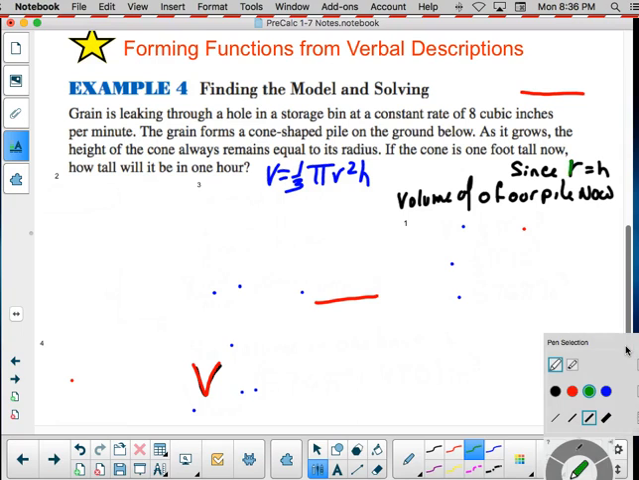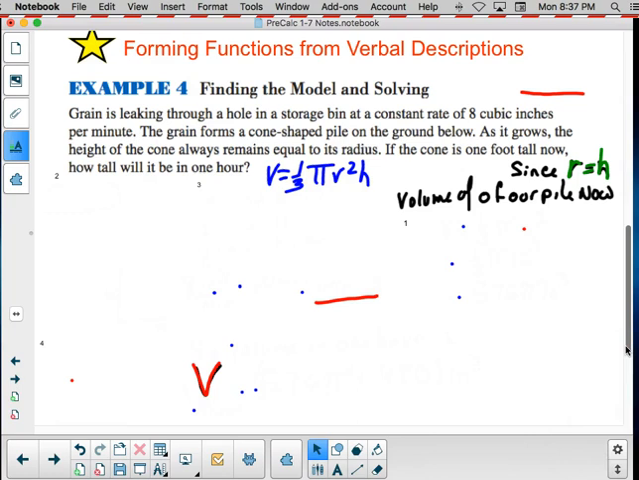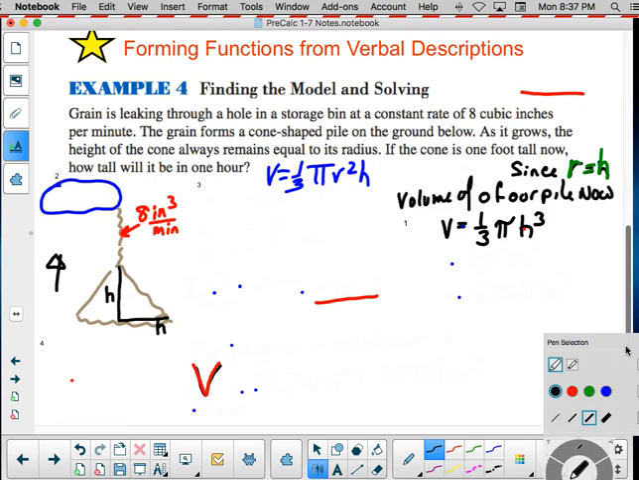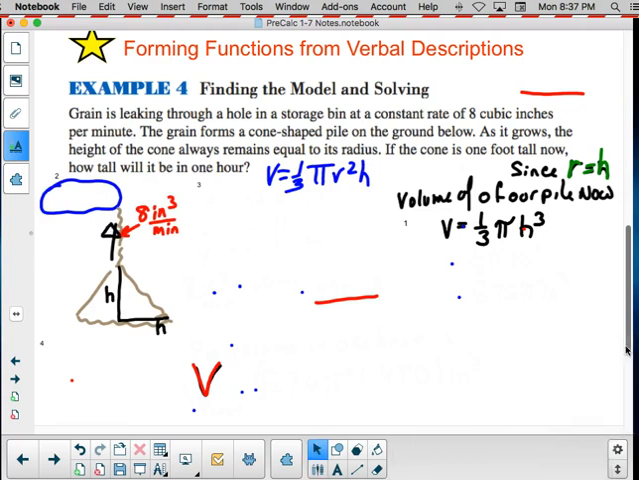So I've got that represented, that r is equal to h. And I'm going to take this equation, 1/3 pi r squared h, and substitute in, since r and h are together. That becomes 1/3 pi h cubed. Okay, so that's my volume of my pile. Now, keeping in mind what's going on, I have a grain bin, whatever that is. So my grain bin is leaking. So this is leaking at 8 cubic inches of grain per minute.